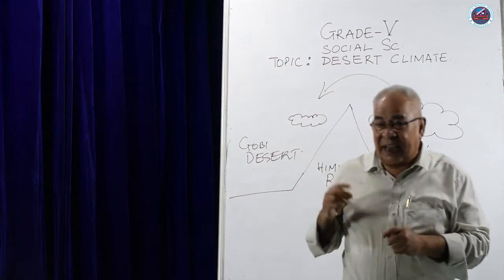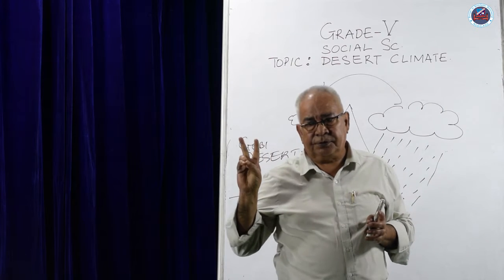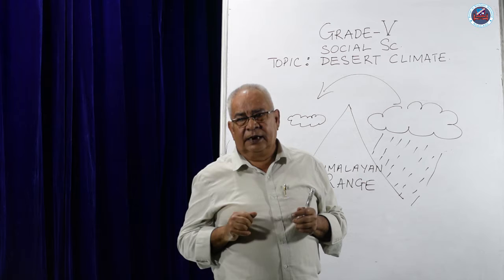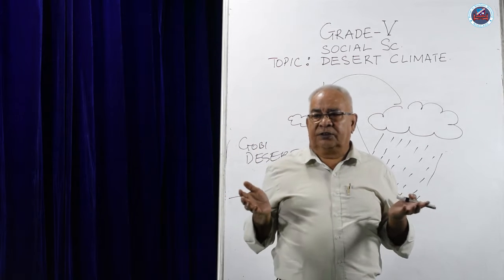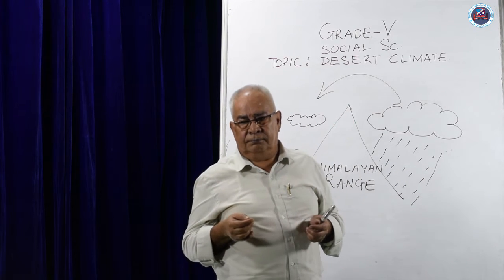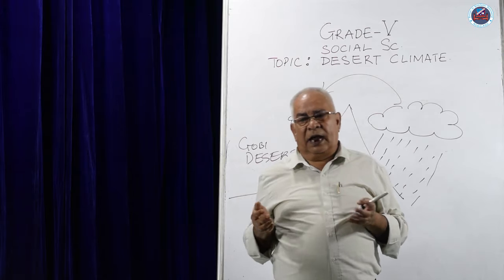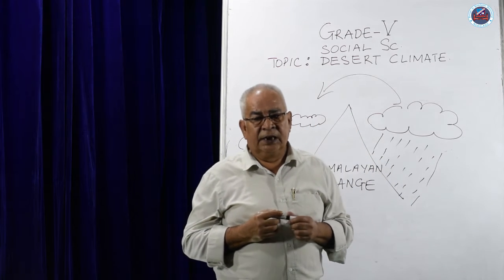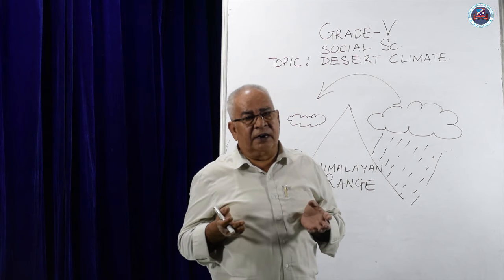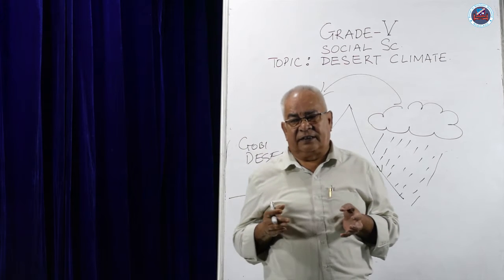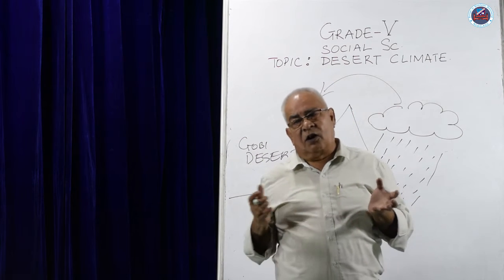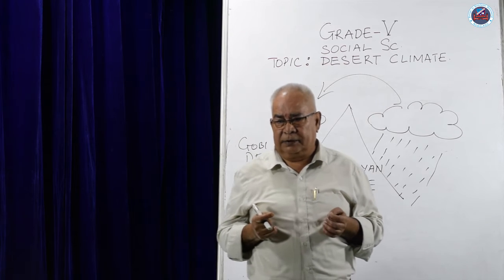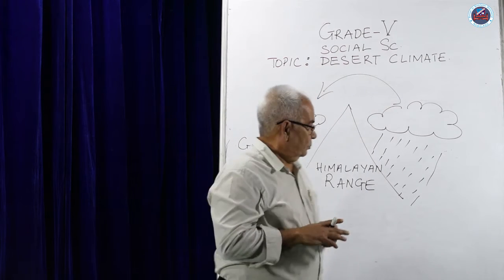Now, deserts are of two types. First type is hot deserts, like for example, the Sahara in Africa, Mojave and Great Basin in USA. Then we have the Arabian and the Thar Desert, that is in Asia, and the Australian Desert, which is definitely in Australia.